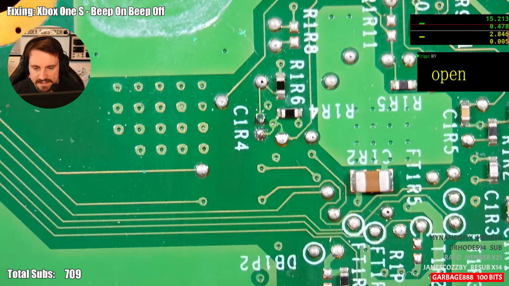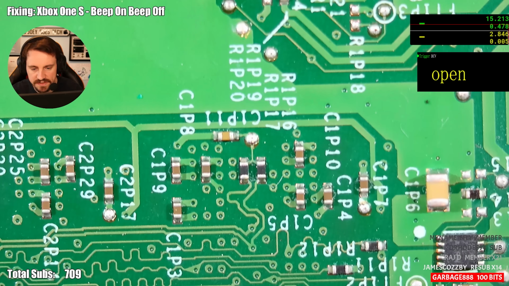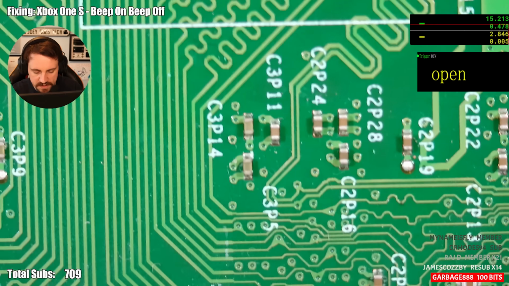Okay, let's continue inspecting. So we've got that. I'm just checking around this area to see if there's any other knocked-off components. I don't think there is. But again, it could be anywhere, you know. So I just need to be cautious.